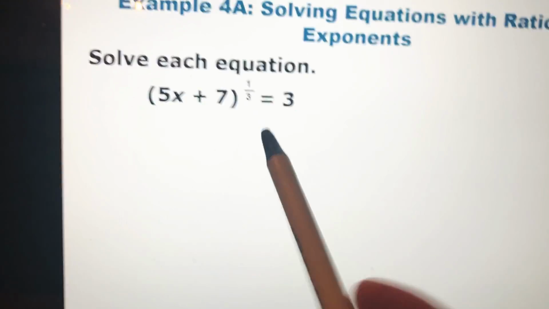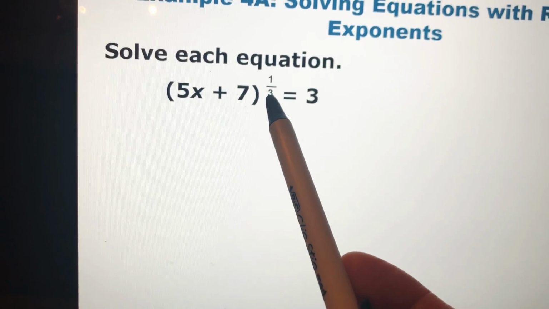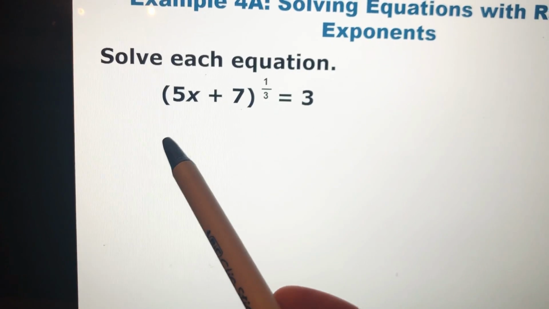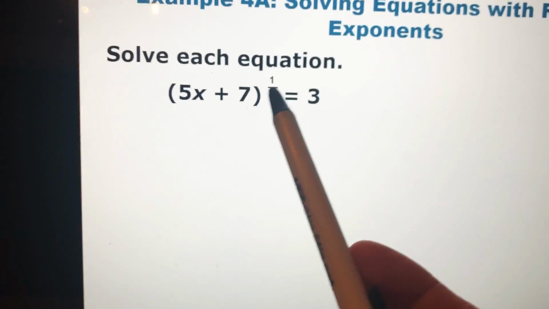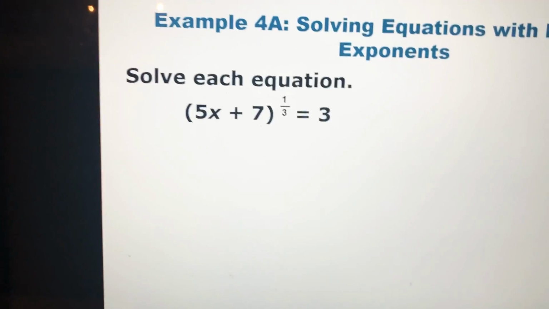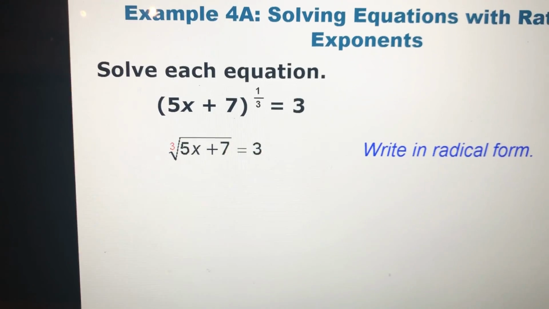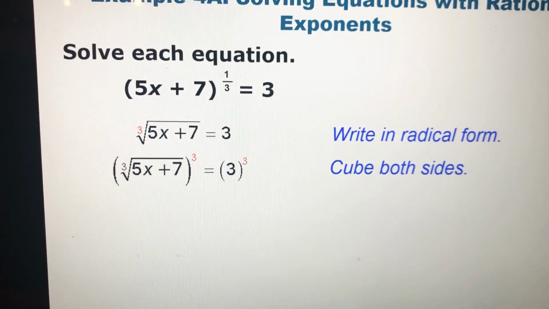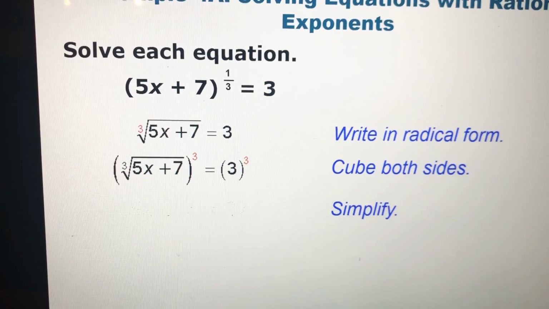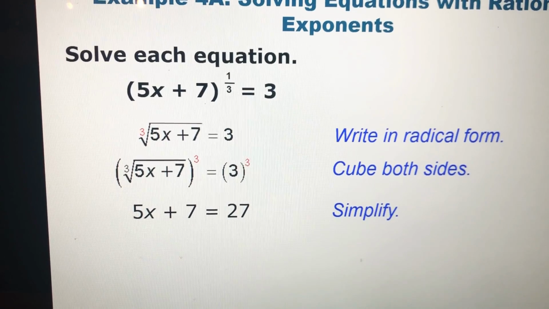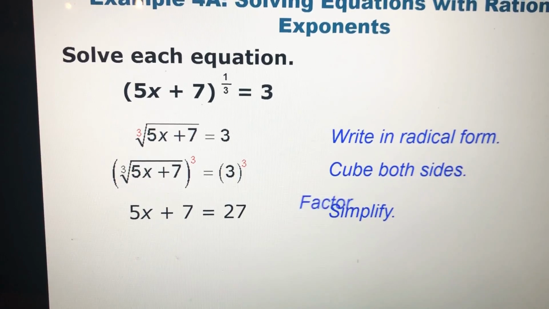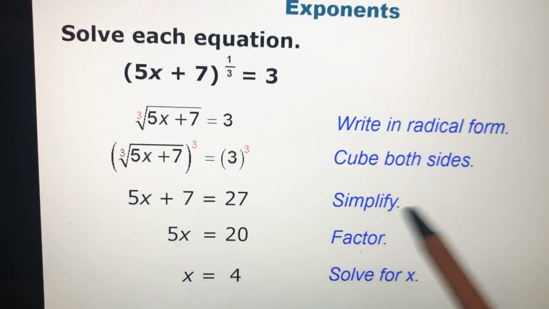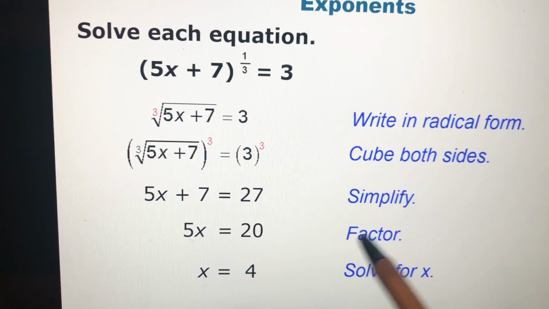Okay, so again, remember when I have something to the 1/3 power, that's the same as a cube root, right? So if I have something to the 1/2 power, that's a square root. If I had to the 1/4 power, that's a 4th root. So in this case, you can just rewrite it as a cube root and then do what you gotta do. Cube both sides, right? And then you get 5x plus 7 equals 27. So x is 4. I don't know why that says factor right here. That doesn't make sense. Ignore that.